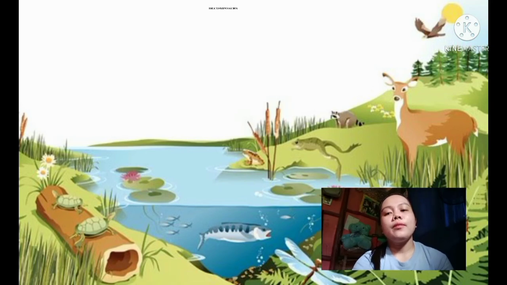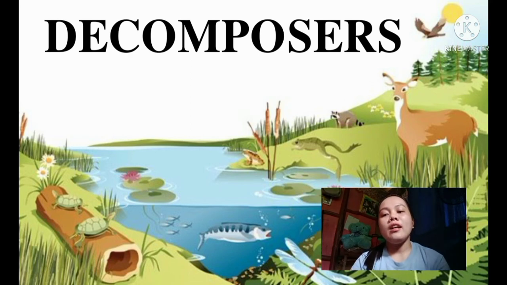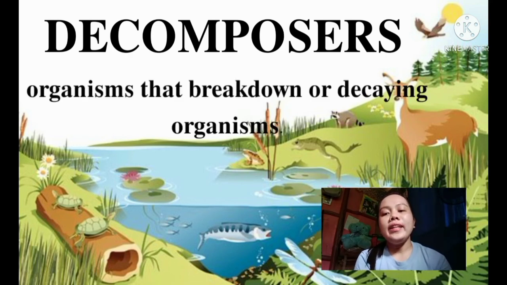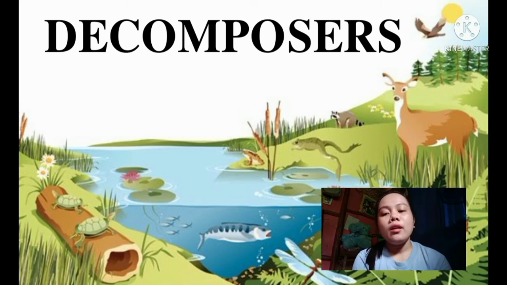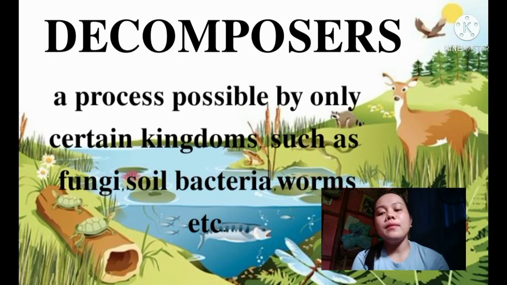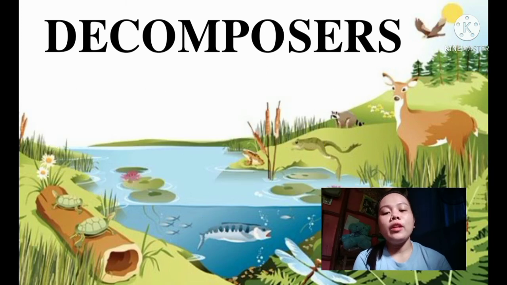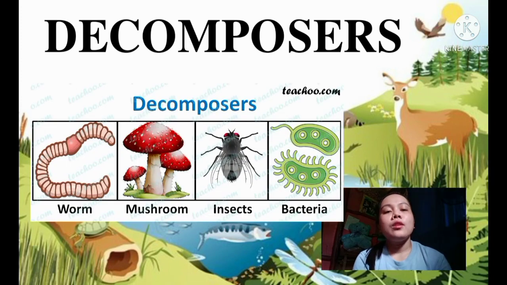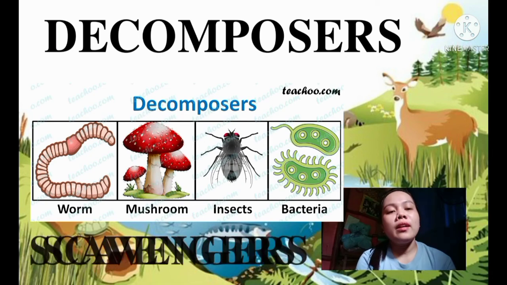So, next is decomposers. Decomposers, mo na siya ang organisms nga nag-breakdown of dead or decaying organisms. Decomposers also carry out decomposition, a process possible by only certain kingdoms such as fungi, including soil bacteria, worms, flies, and other organisms that break down dead materials or waste products. So, ang decomposers mo na siya ang tigkuha sa mga dead bodies sa animals. Mo na siya mga gitawag nga scavengers.